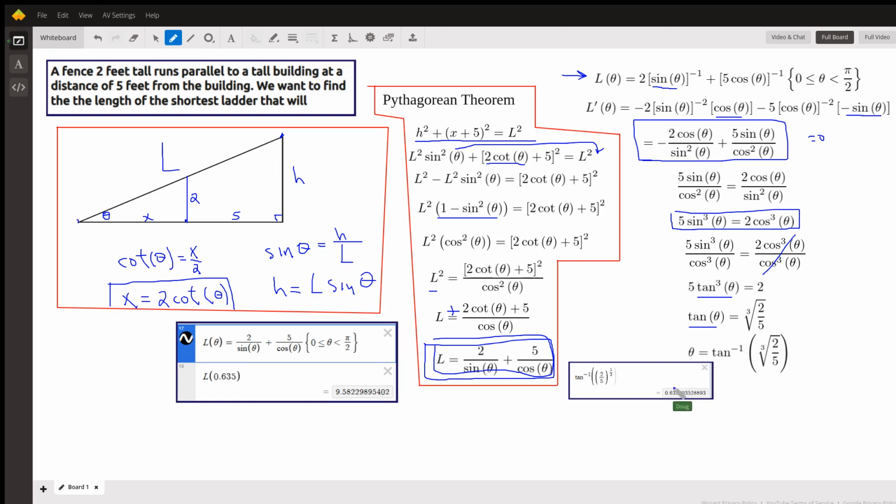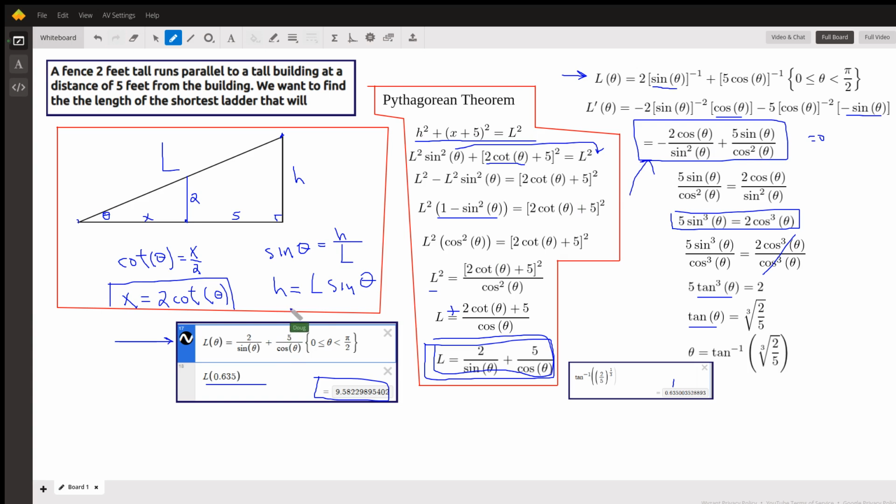0.635 radians. And over here on Desmos, there's L of theta. There's L of 0.635. It looks like the length of the ladder, the minimum length, is 9.582 feet. Okay, to actually prove that that's a minimum, you could take the second derivative and apply the second derivative test, or you could apply the first derivative test to this guy.